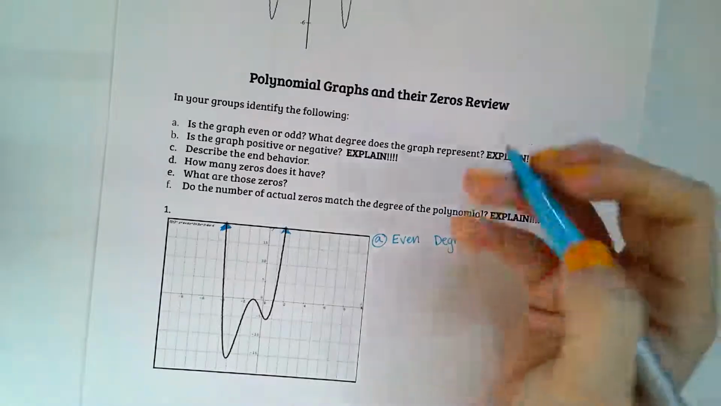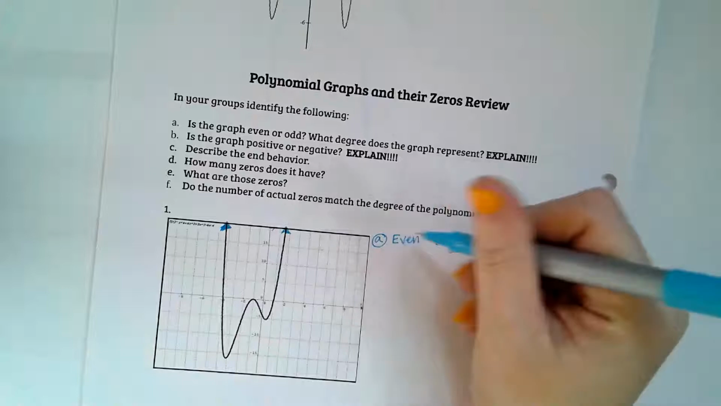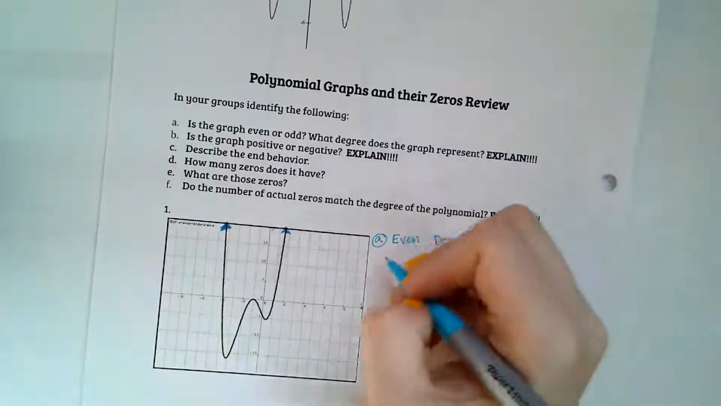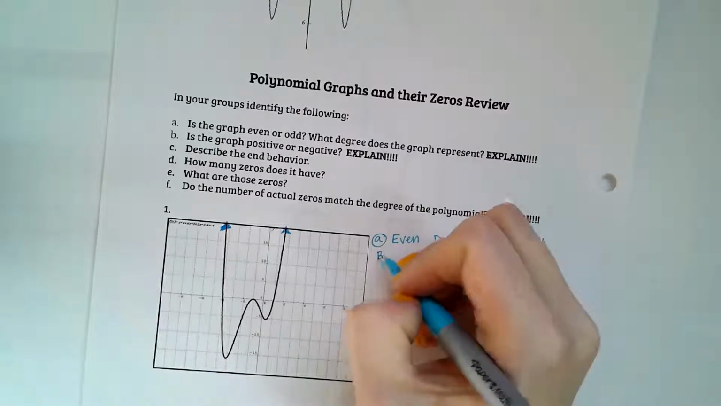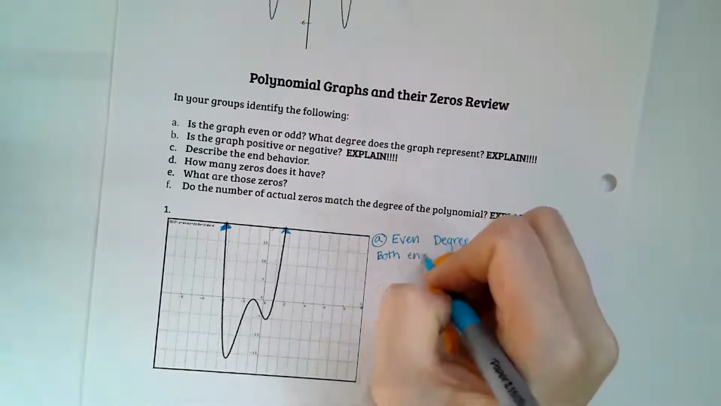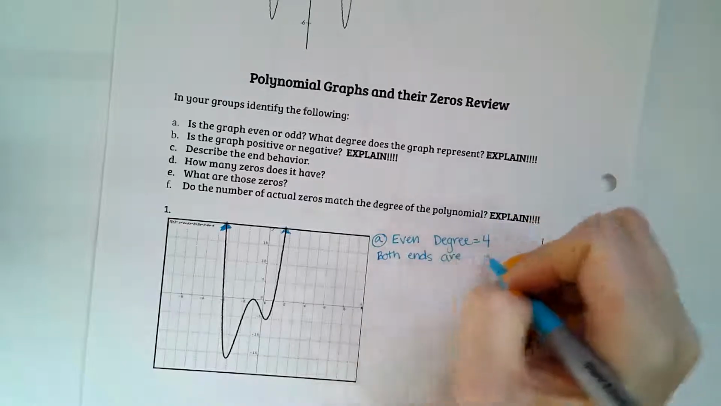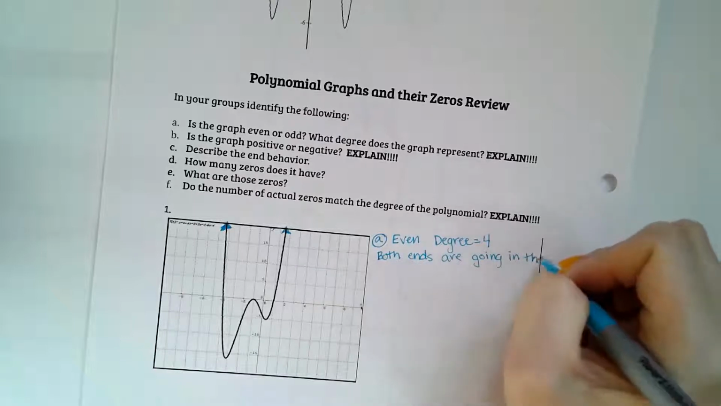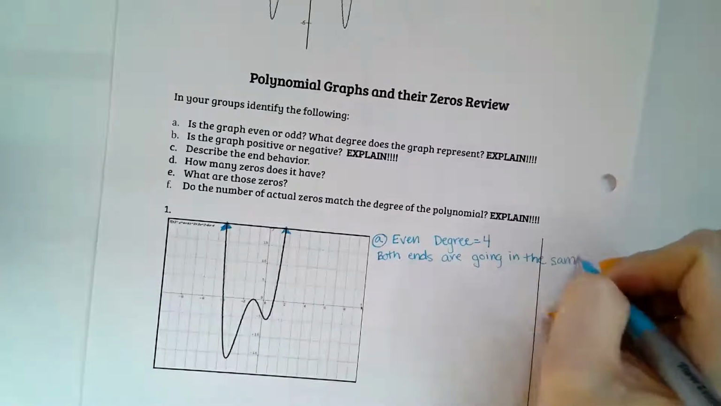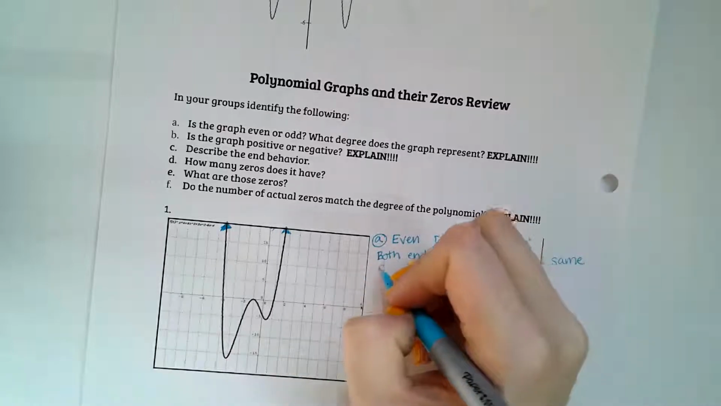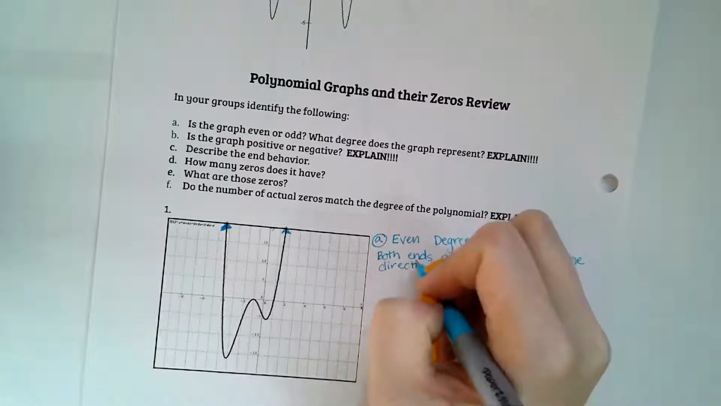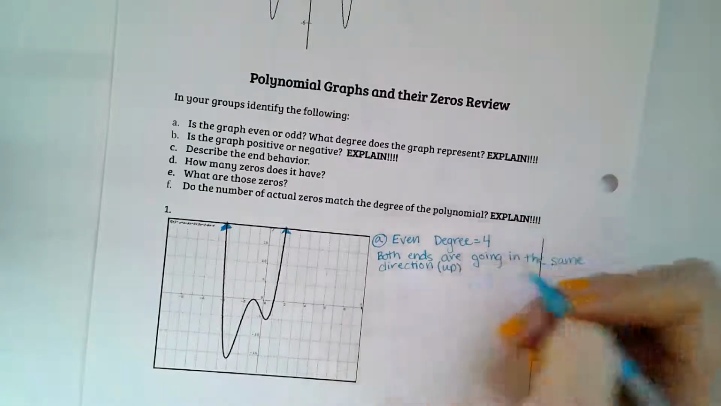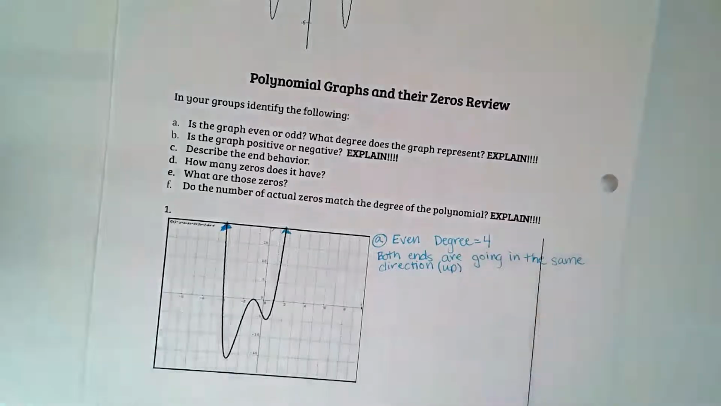So now we need to explain this. So it's even because both of our ends are pointed up. Both ends are going in the same direction. And that, in this case, is up. Okay.